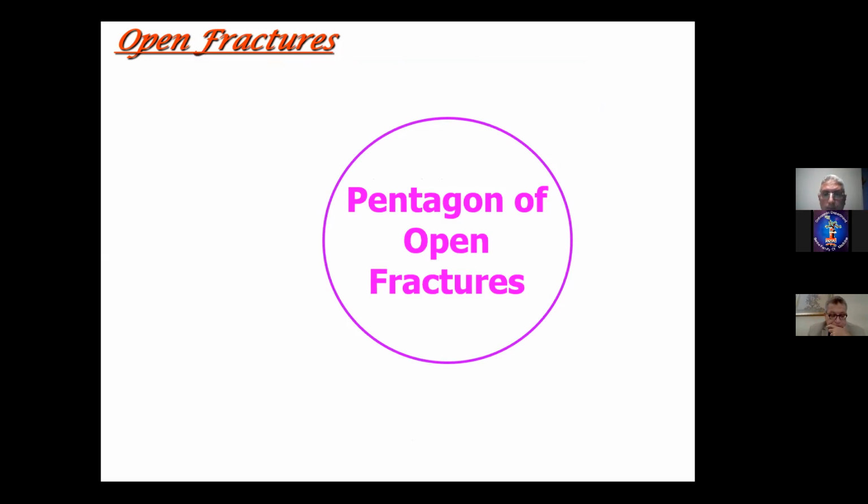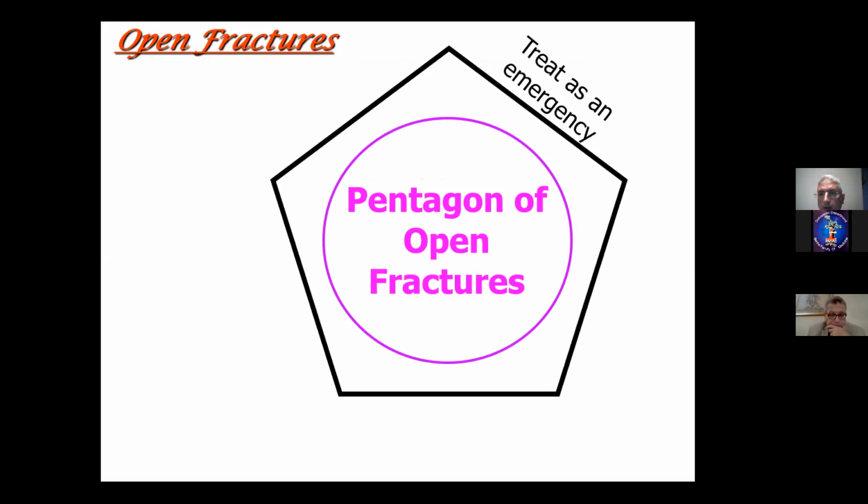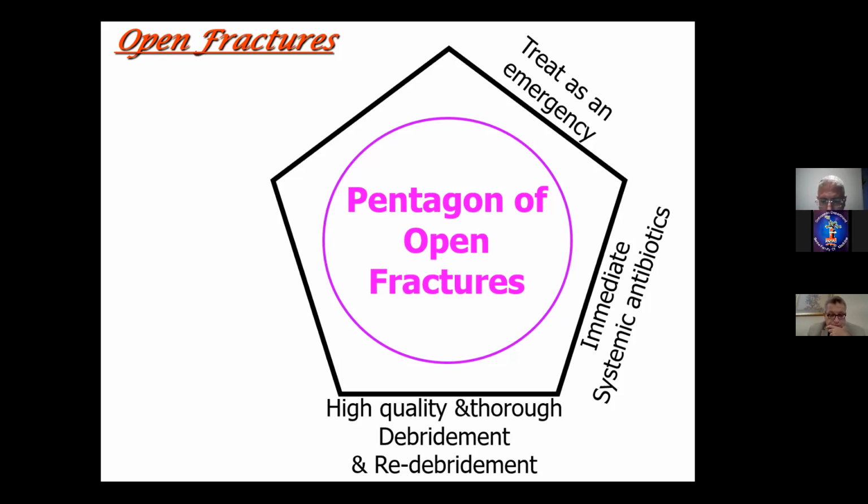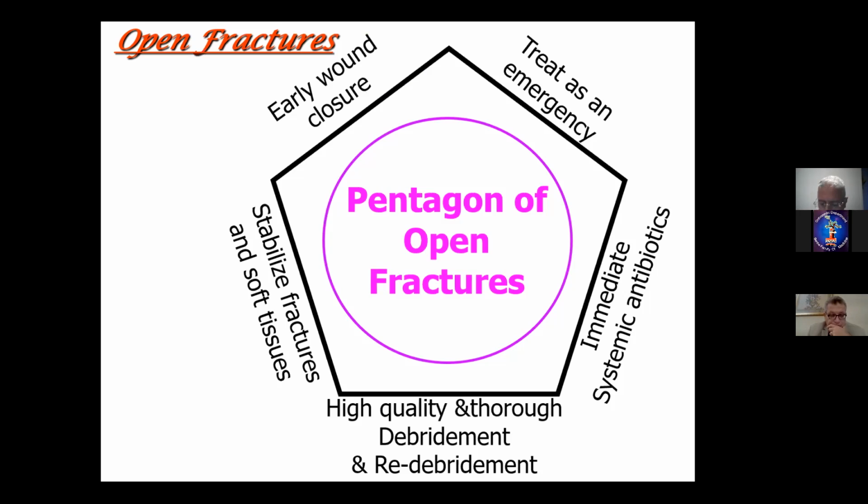In the United States they have a pentagon, and we have a pentagon also for open fractures. The five most important elements for open fractures are: treat as an emergency, immediate systemic antibiotics, high quality and thorough debridement and redebridement if needed, stabilize the fractures and soft tissues, and early wound closure. Thanks for your kind attention.